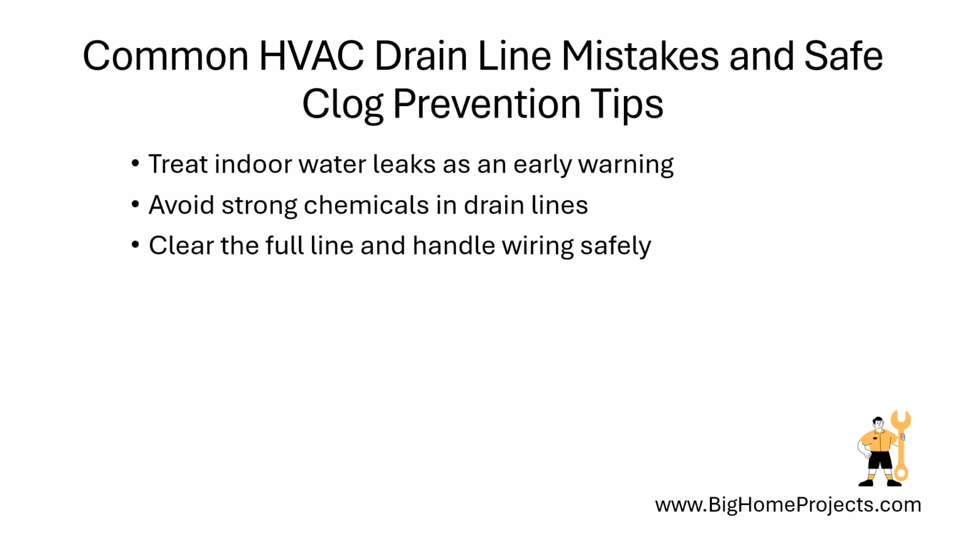One common mistake is ignoring a small amount of water near the indoor unit, so treat any leak as an early warning and turn off the system before water damages the ceiling or floor. Another mistake is pouring strong chemicals into the line, which may damage the pipe or create dangerous fumes, so use a cleaner approved for air conditioning drain lines and follow its directions.